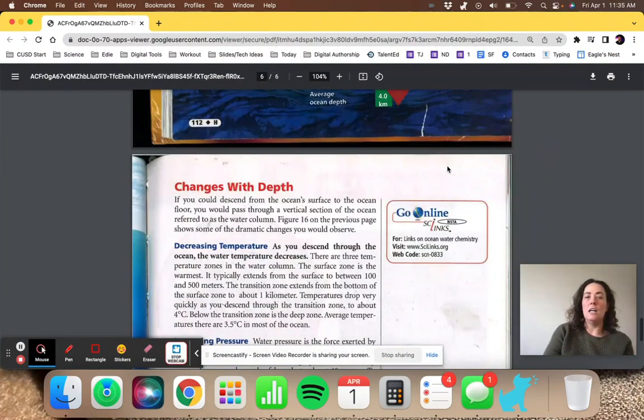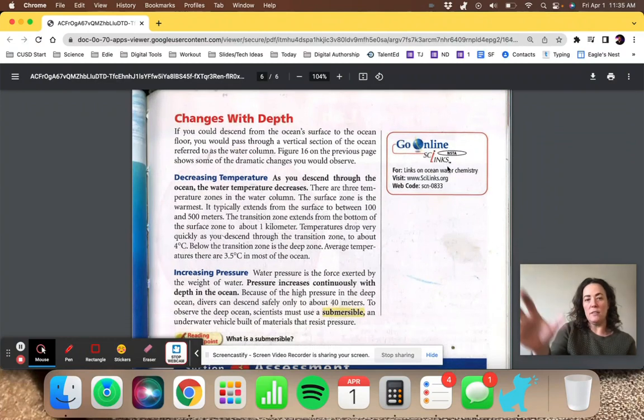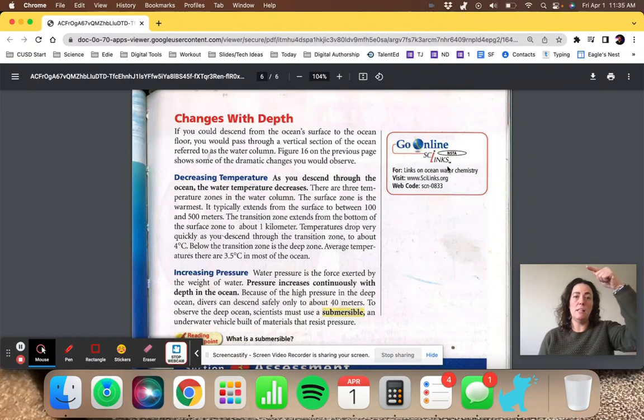Okay. Changes with depth, we've sort of touched on all these things. We're going to summarize them here. If you could descend from the ocean surface to the ocean floor, you would pass through a vertical section of the ocean referred to as the water column. Figure 16 that we just looked at shows some of the dramatic changes you would observe.